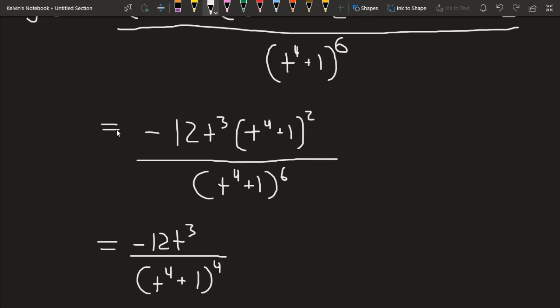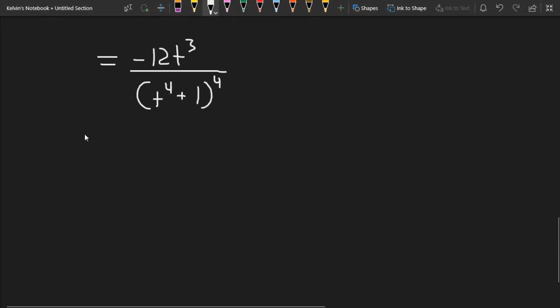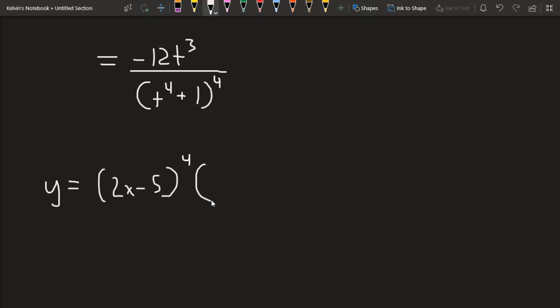So let's try to do a few more problems here. Let's say that we're asked to find the derivative of y equals (2x minus 5) to the 4th times (8x squared minus 5) to the negative 3. So take a moment or two to figure this one out and come back when you're ready.